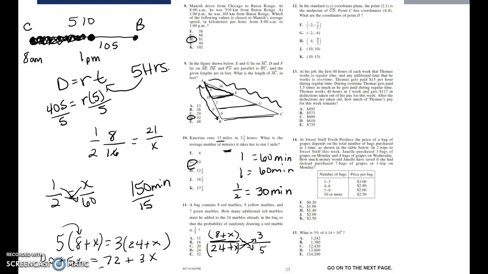I'm going to take the 40 and subtract it, and then I'm going to take my 3x and subtract it. So 5x minus 3x is 2x, equals 72 minus 40, which is 32. Then divide by 2, and that's going to get you 16. So you added 16 extra marbles to that bag.